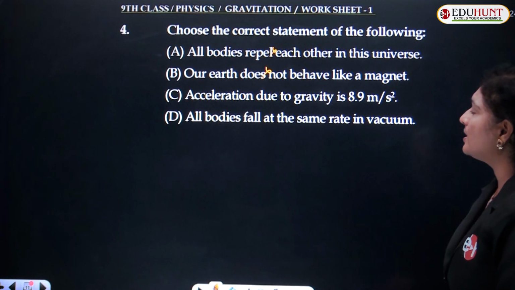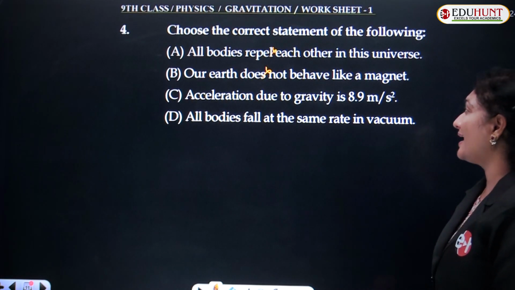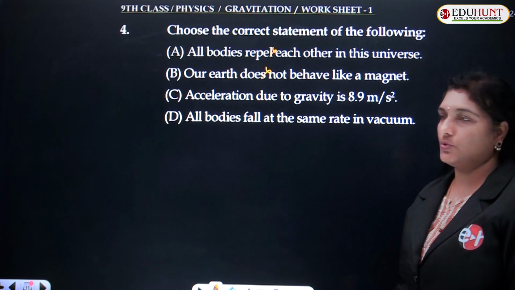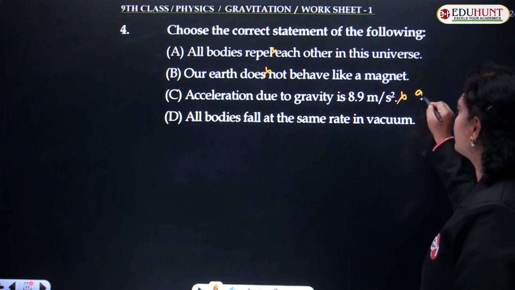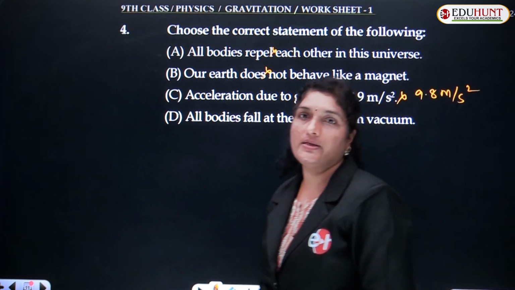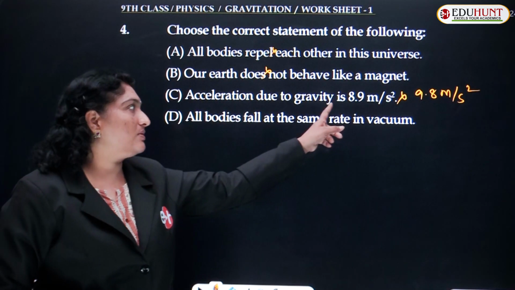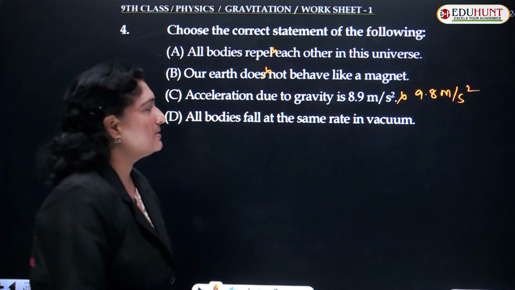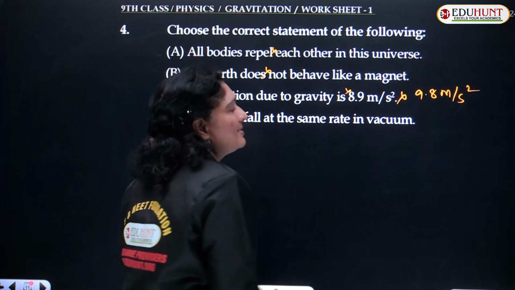Moving to the third option: acceleration due to gravity is 8.9 meter per second square. No, the approximate value of acceleration due to gravity is taken as 9.8 meter per second square, but here it was given as 8.9 meter per second square. So even this is a false statement.